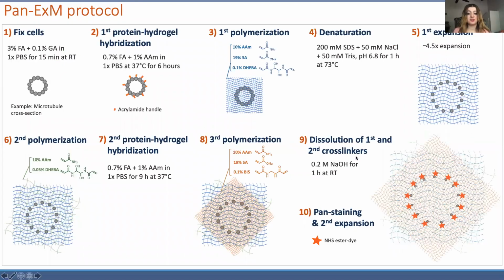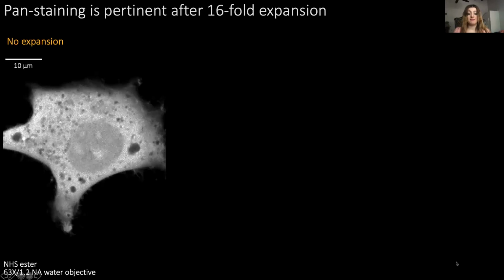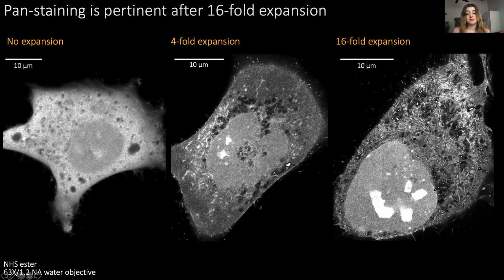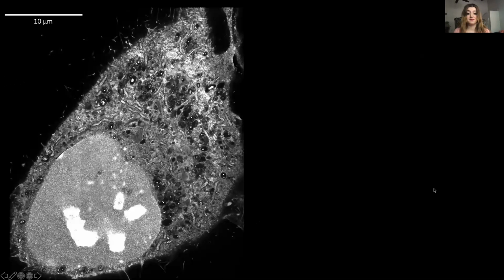And this is just a brief summary of the protocol, which I will not go through in detail. There are 10 steps, and it takes approximately 2 to 3 days to complete, from sample fixation to pan-staining. If we apply pan-staining to non-expanded cells, we essentially see no contrast or details. After a 4-fold expansion, we start to see the outline of mitochondria and the nucleolus, but really not more than that. However, after a 16-fold expansion, we can see the ultrastructural details of the cell.